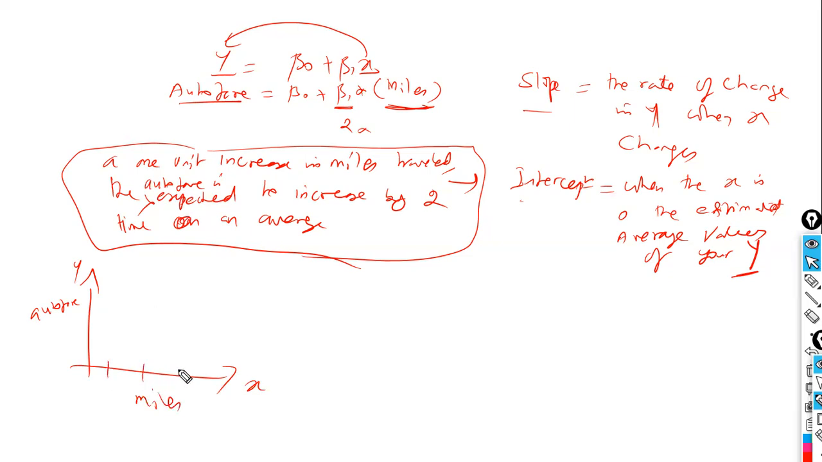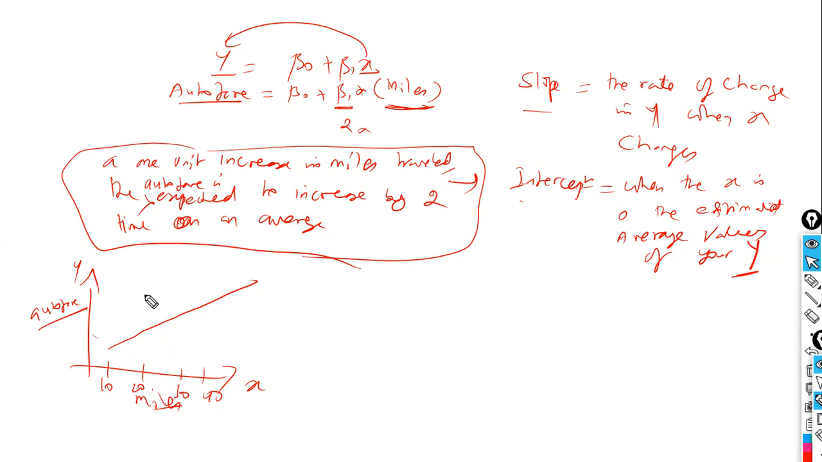So here, 10 miles, 20 miles, 30 miles, 40 miles. As the miles traveled increases, the auto fare also increases. With the help of the linear regression model, we can find out how one thing affects the other. In the sense, how the increase in miles affects the auto fare, how much the auto fare increases as the miles increase.